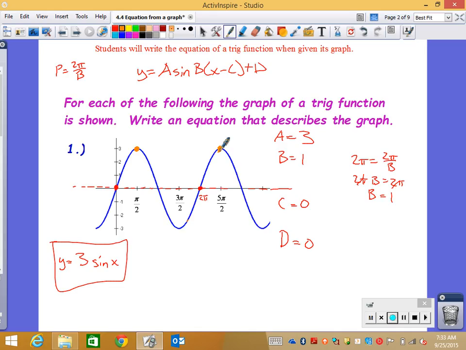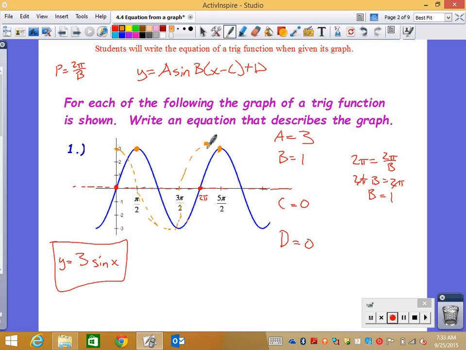Okay, so what happens if I wanted to write this as a cosine function? My amplitude doesn't change. My b value doesn't change. It's still a period of 2 pi. My d value still doesn't change. I'm not shifting it up or down. But where does my original cosine function go? Well, that follows this. Let's see if I can. There we go.